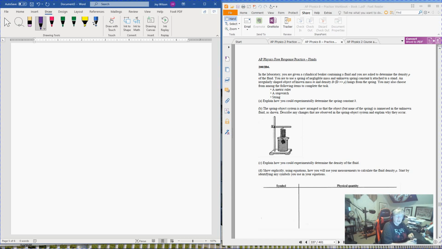So here we go. We want to determine, the big piece we need to know is, determine the density of the fluid. Okay, you're given a spring with a spring constant K, an object of known mass and known density. So we know we have an object, and we know its mass and its density. And you can choose a ruler, a stopwatch, or a string. Explain how you can find the spring constant K.